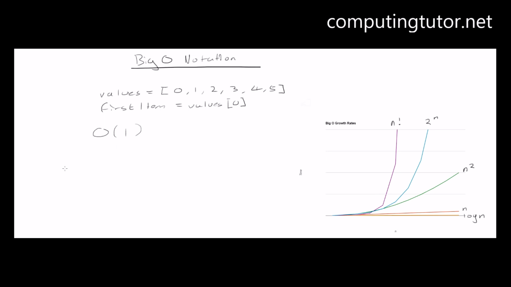And that's really what big O notation is about. It's seeing what effect changing the amount of input data has on the execution time of the algorithm.